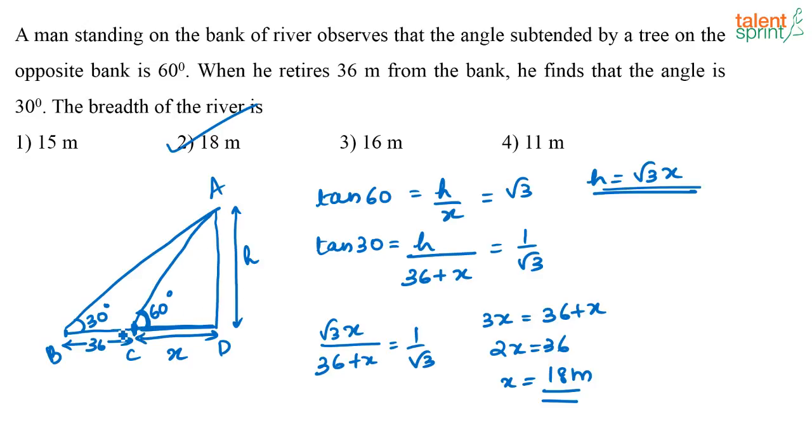Now what is he doing? He is going back 36 meters. Now when he is going back 36 meters, the angle of elevation has become 30 degree. You have to find out the breadth of the river. So that's what we have done. We have considered these two triangles ACD and ABD.